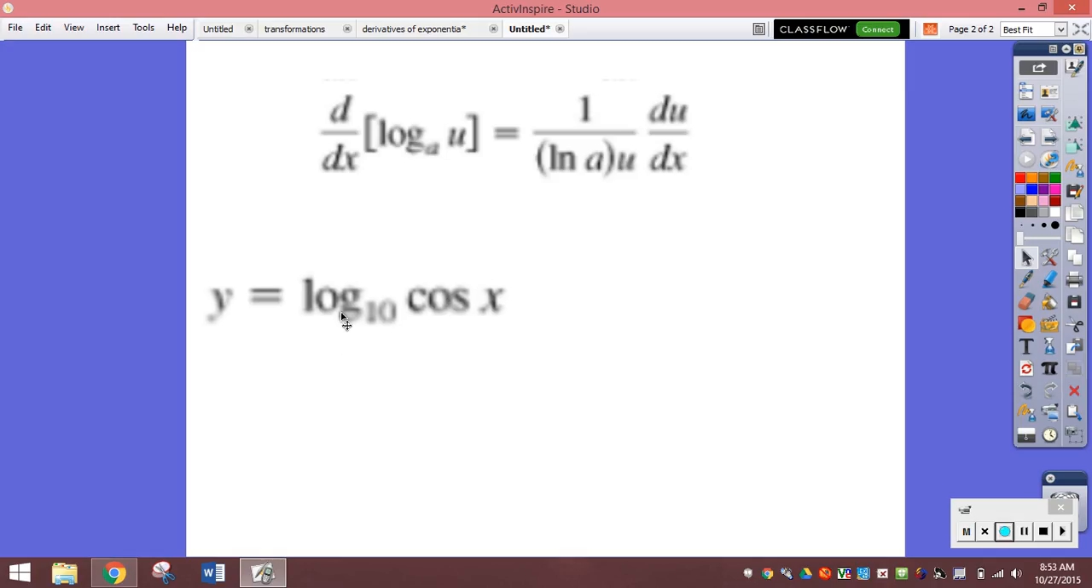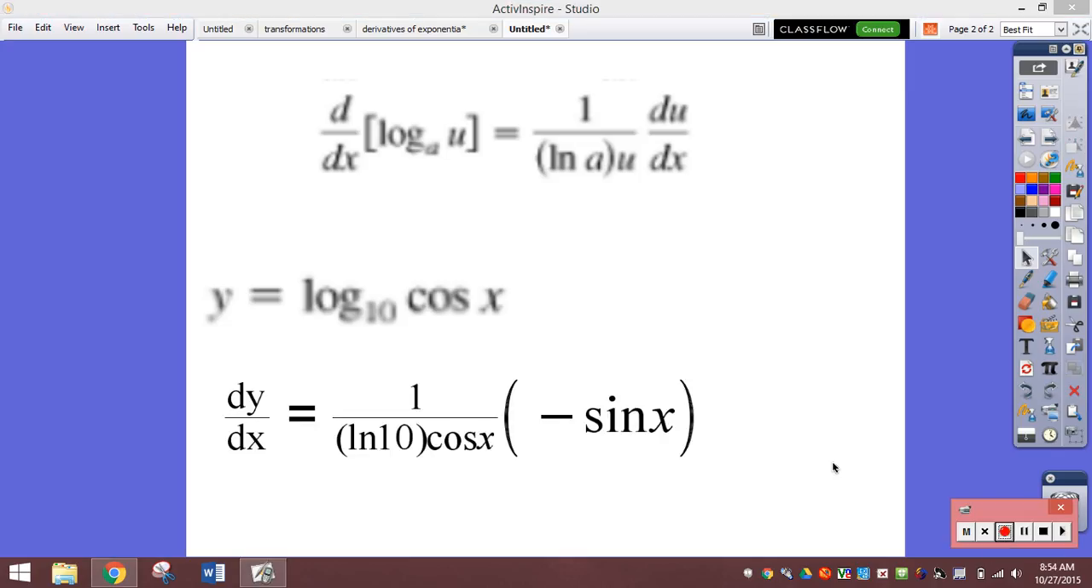And so if we were to apply it here to find the derivative of log base 10 of cosine of x, we'd have 1 over natural log of the base, which is 10. So 1 over natural log of 10 times u, which would be cosine of x, times the derivative of u, which would be the derivative of cosine, which is negative sine. So written out, it looks like this.